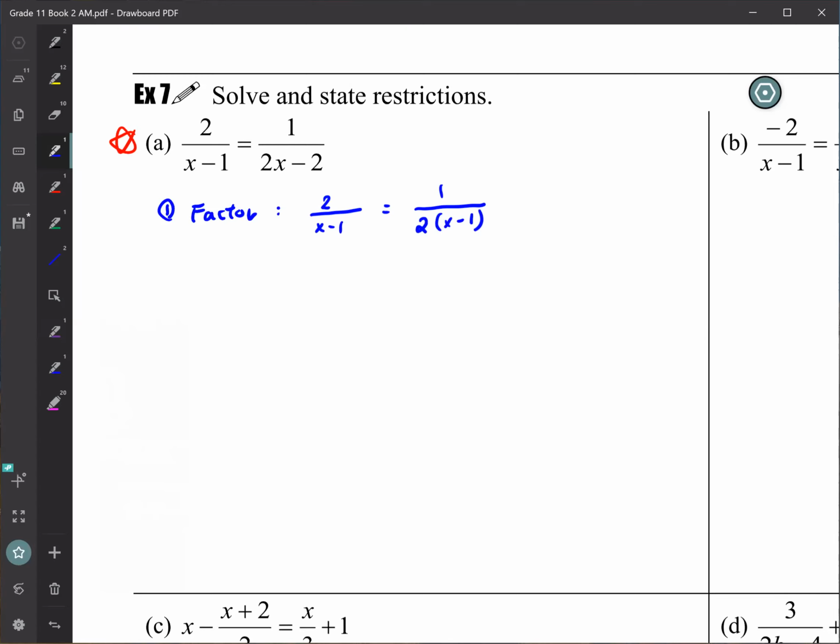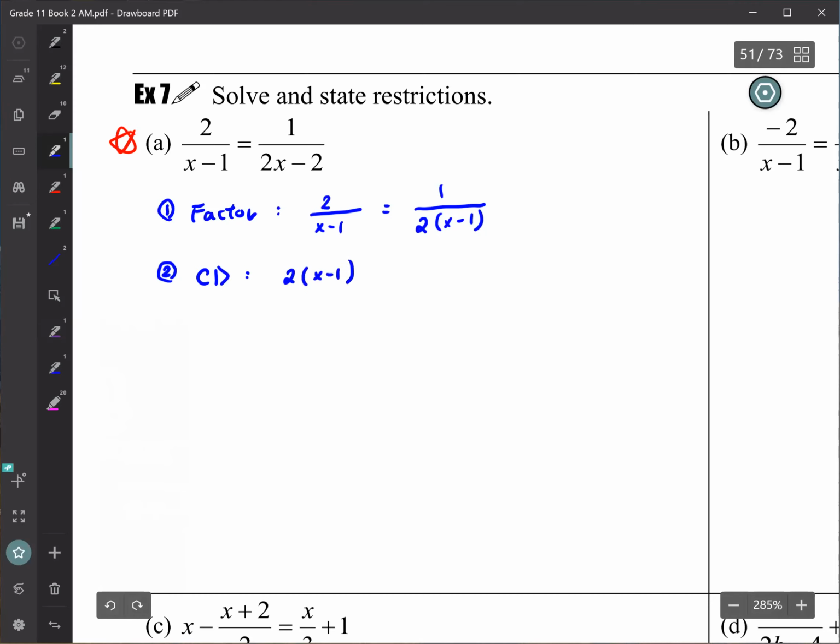Whenever possible, you factor it. If it's not factorable like before, like the last question, you just start with finding a common denominator, okay? Our common denominator for this one should be what? Eric, what's the common denominator for this? I think it's 2 bracket x minus 1, right? Yeah.